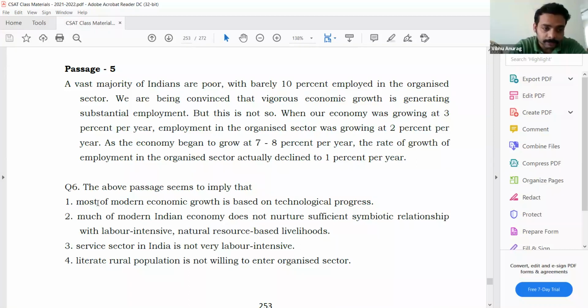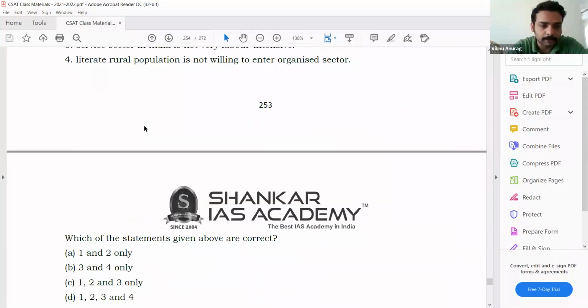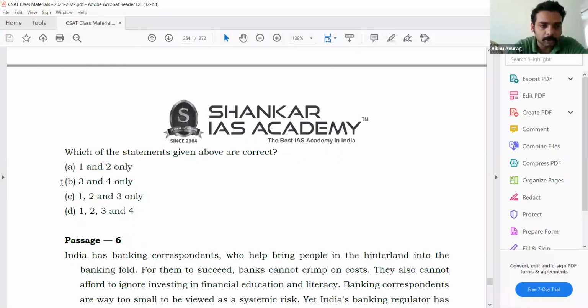Number one, most of modern economic growth is based on technological progress. Yes, that is implied because it is not due to employment, since employment is not growing at the same rate as the economy is growing. So the first one is implied, so that's correct. Now the first one is correct, which means option B is off. It can't be option B.